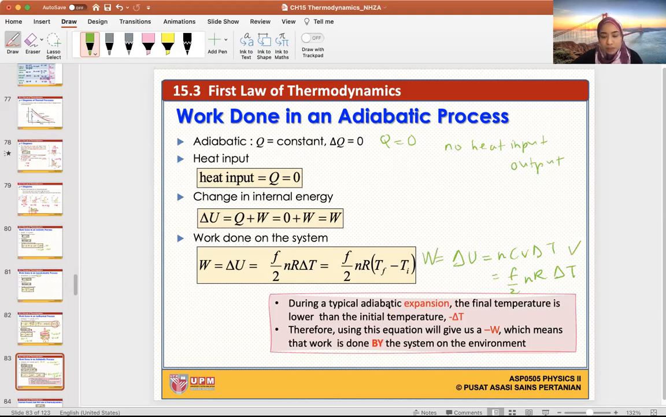Okay, so during a typical adiabatic expansion, the final temperature is lower than the initial temperature. Therefore, using this equation will give us a negative W, which means that the work is done by the system on the environment. Okay, I need to come up with an example on that. Adiabatic expansion usually happens in your car engine. Your car engine, the piston kan, piston to drive the car. When it expands, the temperature drops.